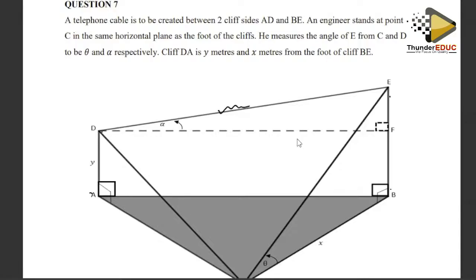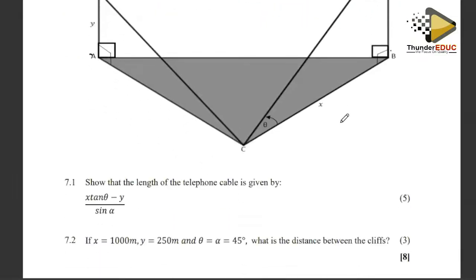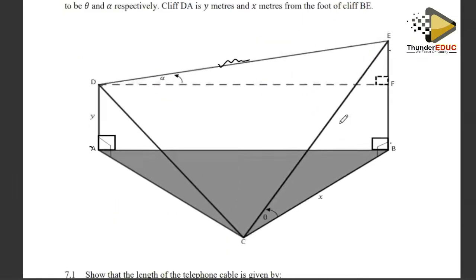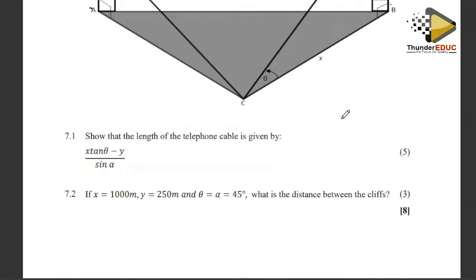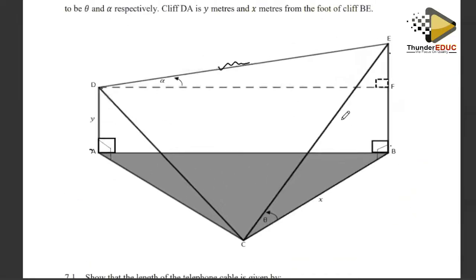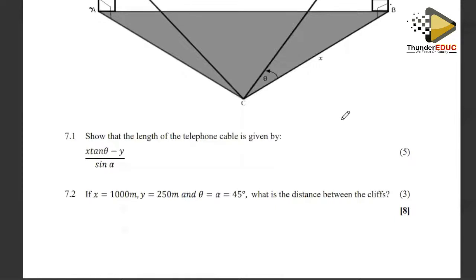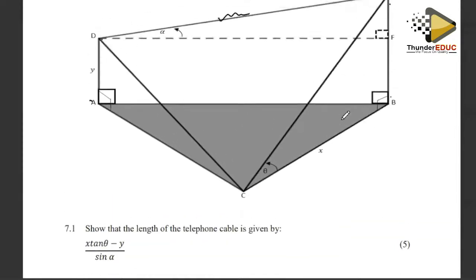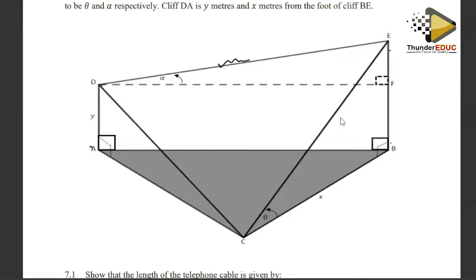I want to believe so. Is that what they say? They didn't even tell us which side they are focusing on, but that is DE, the cable of interest. So they want us to get the length. How many marks is it? It must have a tan theta and a sine alpha. There's some sense here to find that. And then with the sine, we're going to find that distance. And then from there, we can use the sine also.